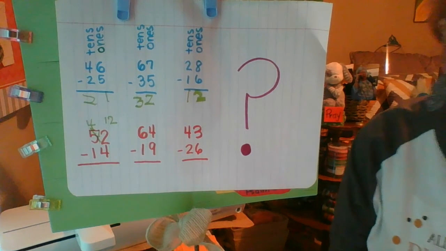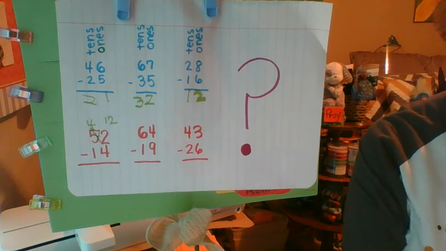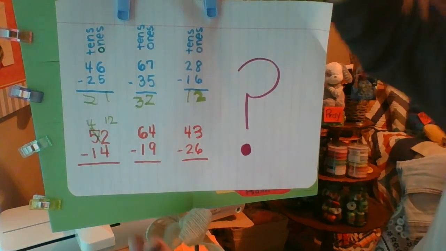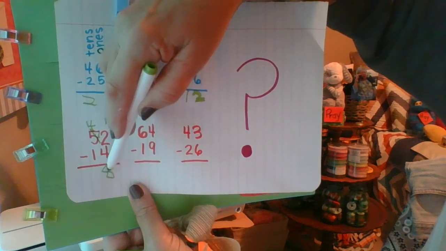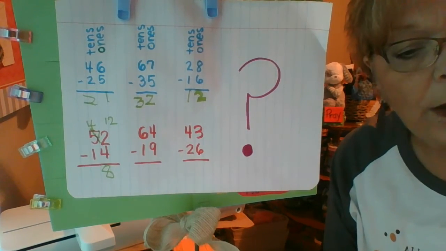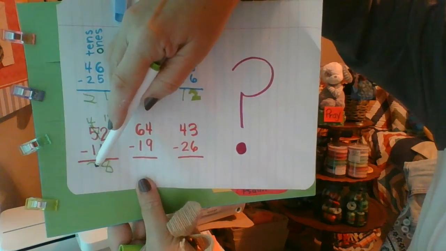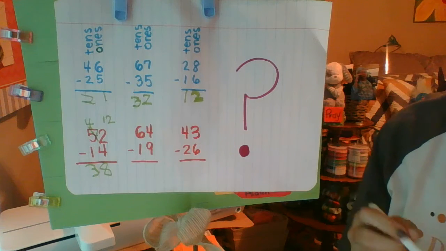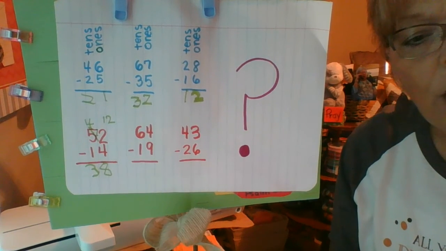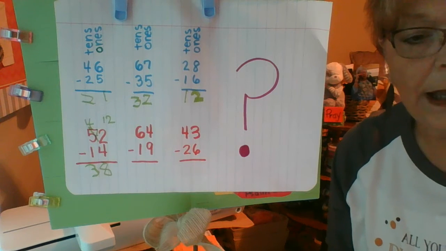Now we can subtract. What is 12 minus 4? That's right, 8. Good. And we've got a 4, and 4 take away 1 is what? 3. Good job. All right, let's look at the next one. 64 minus 19.